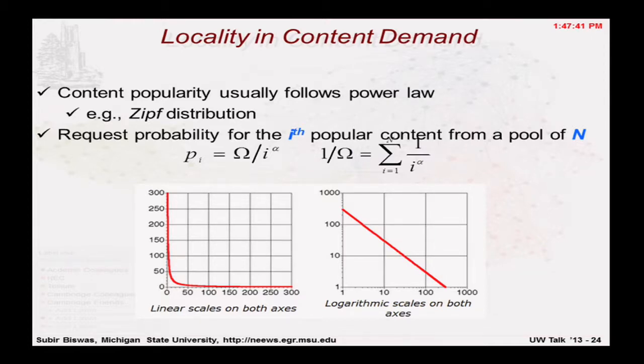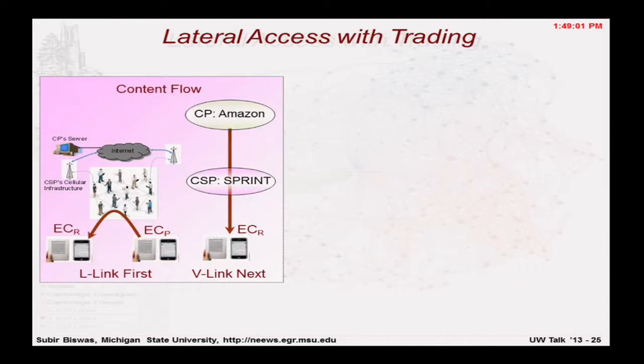But the bottom line is that there is a strong spatiotemporal locality in terms of the content demand that you see from the internet. And that applies to books, that applies to apps, and so on, right? So the idea is that if you have that kind of locality, then you can start thinking about alternate models for pricing, okay? So one example could be that you have the social network, right?